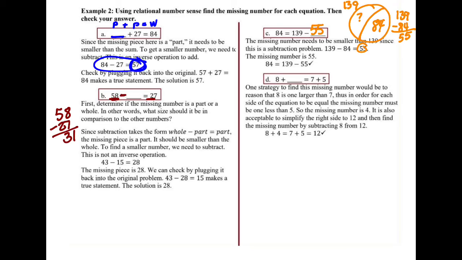And last one here. 8 plus something is equal to 7 plus 5. Okay, they threw you off on this one. They gave you two numbers on each side. So if we think of this one as, do you know what a balance scale is? You have a little dish on this side, and you have a little dish on this side.